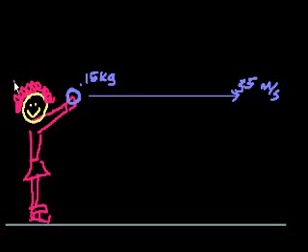Now, what the problem says is that their combined mass, her plus the ball, is 50 kilograms. And the question is, after she throws the ball, so they're both stationary before she does anything, and then she throws this ball, what is her recoil velocity? Or essentially, how much, by throwing the ball, does she push herself backwards? So what is her velocity in the backward direction?